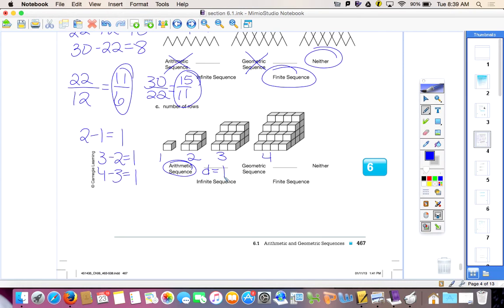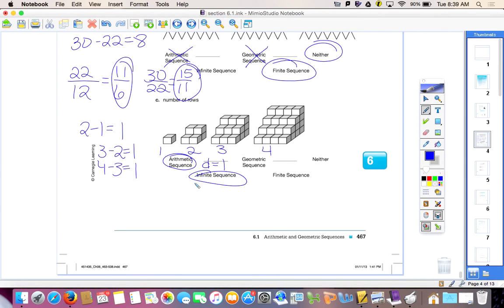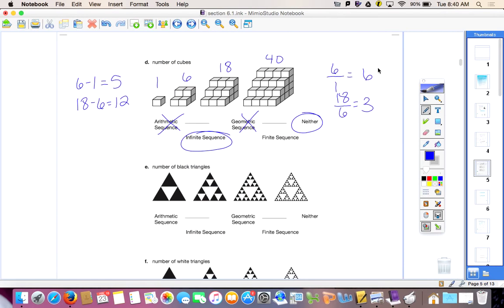Now, could I continue adding rows forever and ever? Well, technically I could. So we would say that it's infinite. I hope this is helping. Go ahead and try that next page, so hit pause, try the next page, and then come back and check your answers.